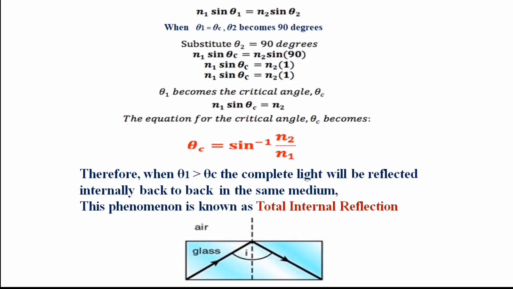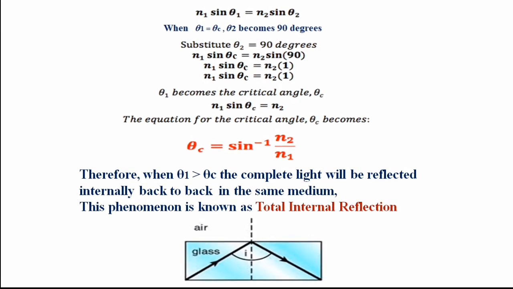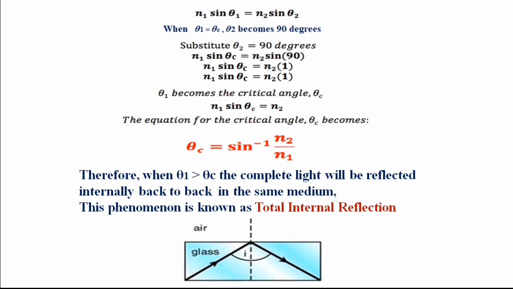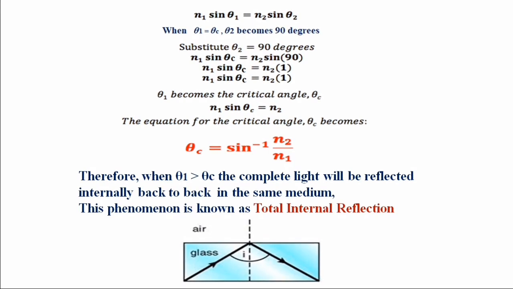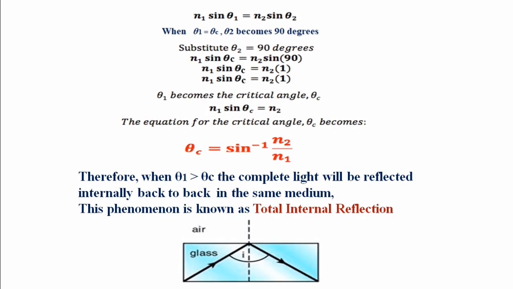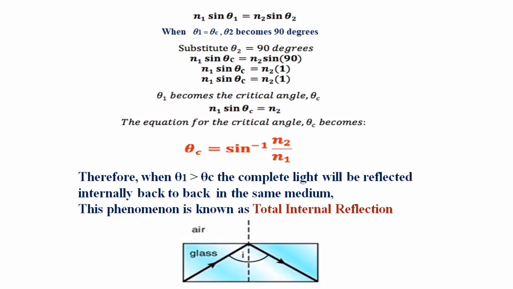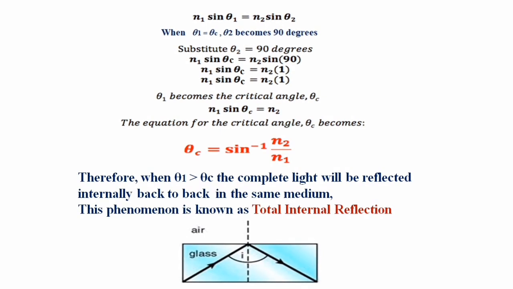Now, the critical angle and total internal reflection can be explained in terms of expressions. As per Snell's law, n1 sin theta 1 equals n2 sin theta 2. When theta 1 equals theta c, theta 2 becomes 90 degrees. Substituting theta 2 equals 90 degrees, n1 sin theta c equals n2 sin 90. Therefore, n1 sin theta c equals n2. Now theta 1 becomes the critical angle theta c. Therefore, the equation for the critical angle becomes theta c equals sine inverse of n2 by n1. Therefore, when theta 1 is greater than theta c, the complete light is reflected internally back into the same medium. This phenomenon is known as total internal reflection.